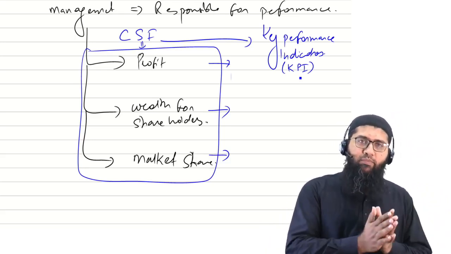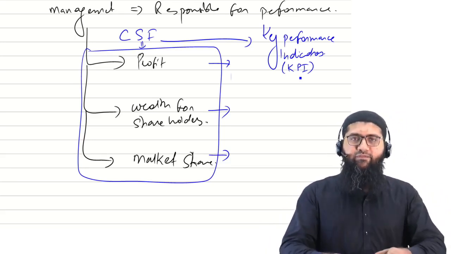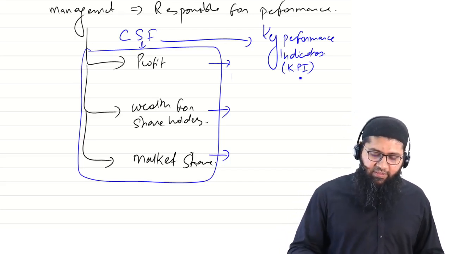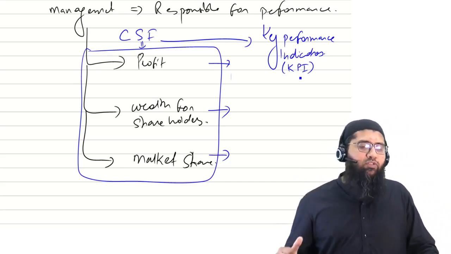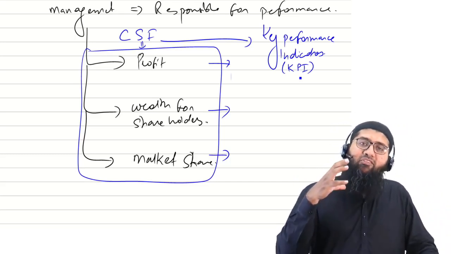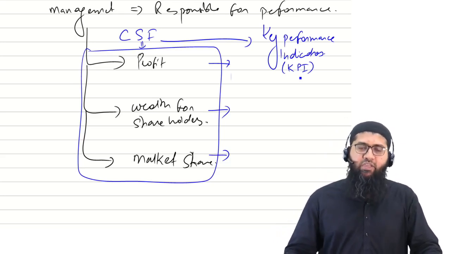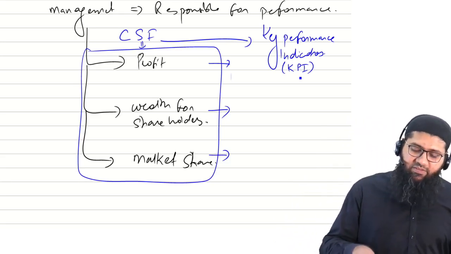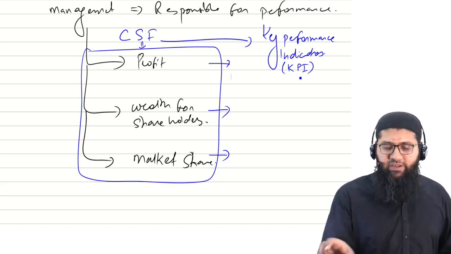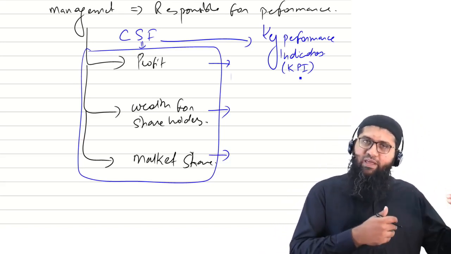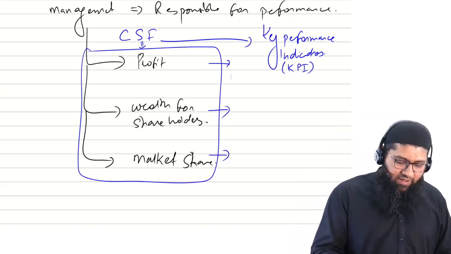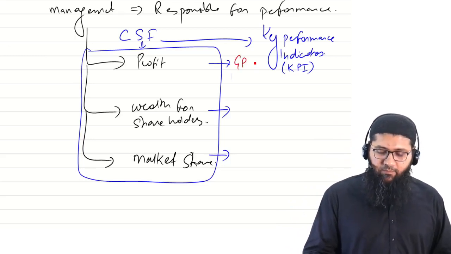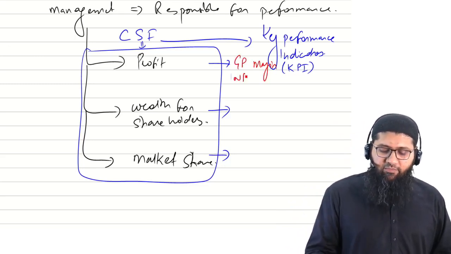So ideally speaking, the critical success factors that you have set for your organization, you've got to be measuring the achievement of those critical success factors. And in order to be measuring the achievement of those critical success factors, you need to introduce different key performance indicators. And what exactly are those key performance indicators? So the key performance indicators could be different things, different ways of measuring. So for example, if I have got a CSF, which is profit, I could have GP margin. I could have my NP margin.